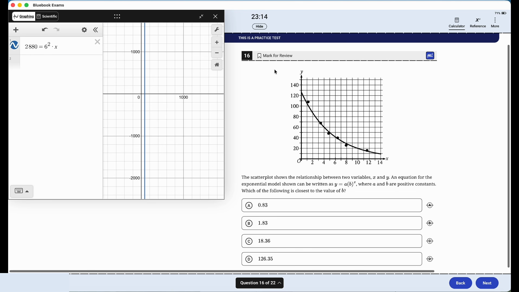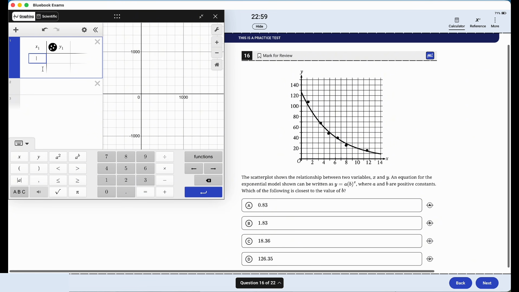Next one. We got this, it's an exponential equation. You should notice it by the graph, but they also tell you here it's an exponential equation. And basically we got to come up with the equation, and their question is, what's this b value, right? Easiest way to do this, you just do an exponential regression, right? So take 2 points, put 2 points in Desmos, right?